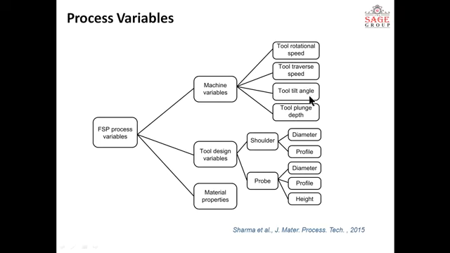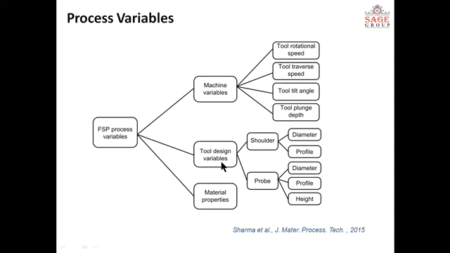Tool tilt angle: generally a tool is tilted from the central axis by 2 to 3 degrees, and it is necessary to accommodate the material. Tool plunge depth: how much the tool is inserted in the material, that is a very important parameter, because if we do not sufficiently plunge the tool in the material, it will not form a sound processed part.